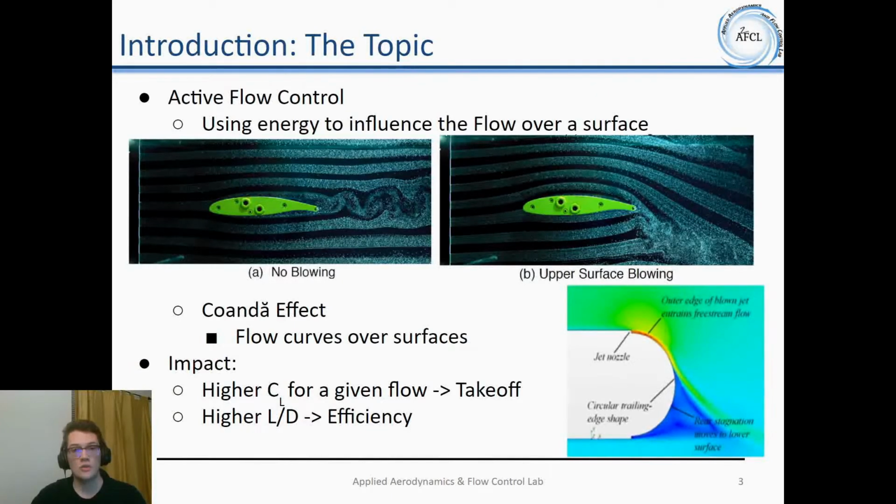The impact of Coanda and active flow control is essentially that we will have higher CL values for any given flow. This allows takeoff to be quicker, such as in low runway environments like an aircraft carrier, or to decrease noise pollution by aircraft taking off. In another regime, we can get higher lift to drag ratios, which essentially equates to efficiency. If we can get high lift values for lower drag values, our engines don't need to push as hard to counteract drag, and this might open up the avenue for electric aircraft.